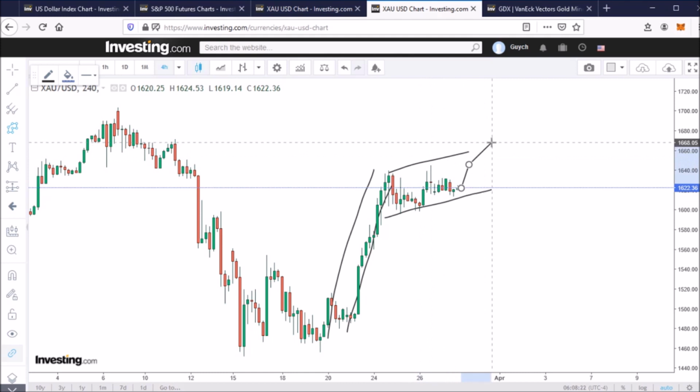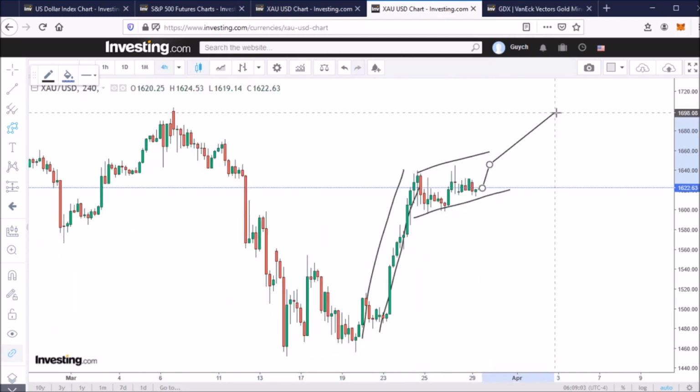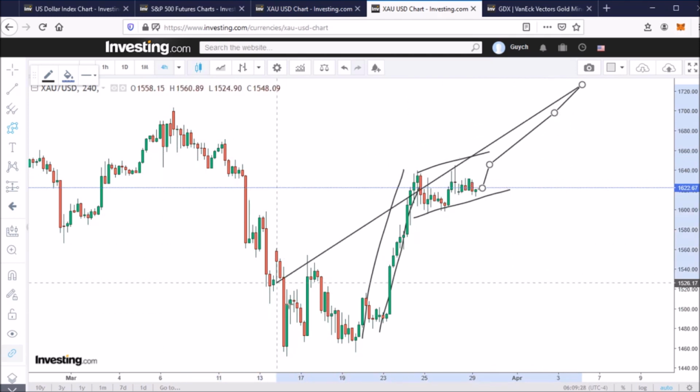If we break above the upper range of this flag pattern, meaning that if we break above somewhere around 1660, we can easily retest the recent highs at 1700 and possibly even go higher to that target of 1725 that I mentioned in one of my earlier videos. That of course would mean that we are in a new intermediate cycle.